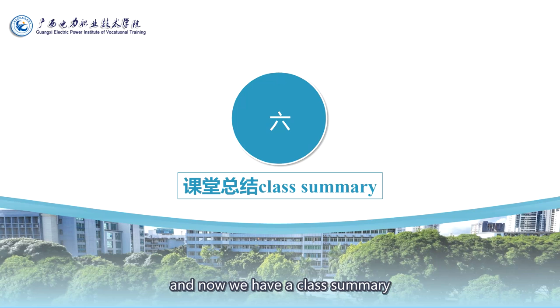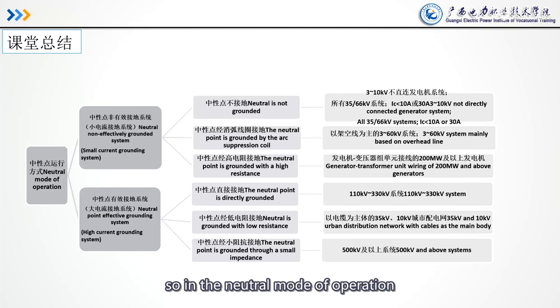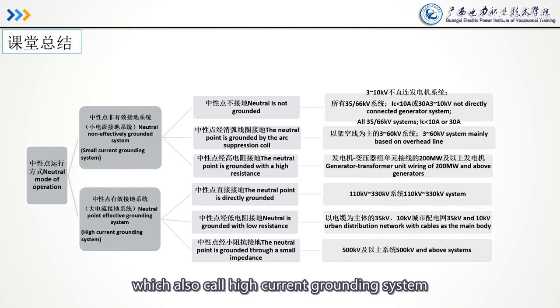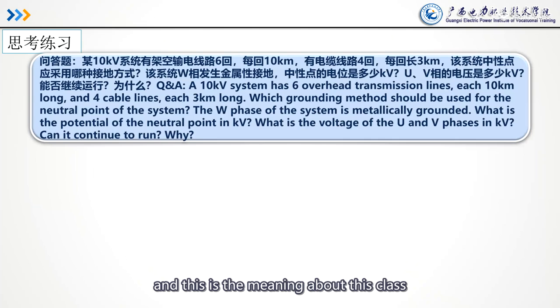And now we have a class summary. In the neutral mode of operation, we have the neutral non-effective grounding system, which we call the small current grounding system. And also we have the neutral point effective grounding system, which is also called the high current grounding system. We separate it into three parts, and we have the scope and the features of them, and we show the chart about this, and you can learn after school. And this is mainly about this class.